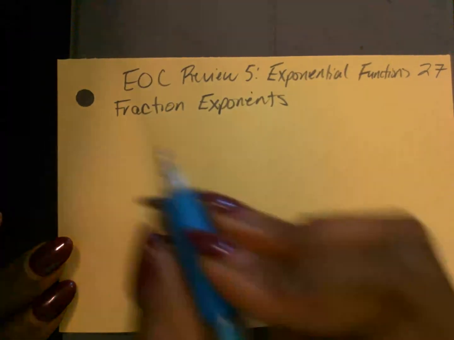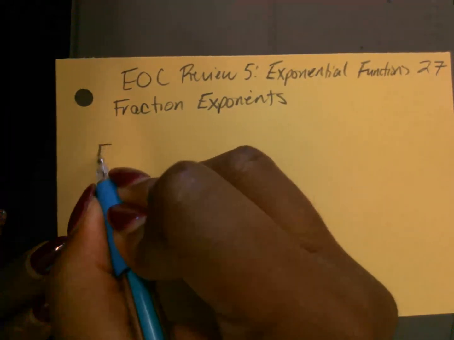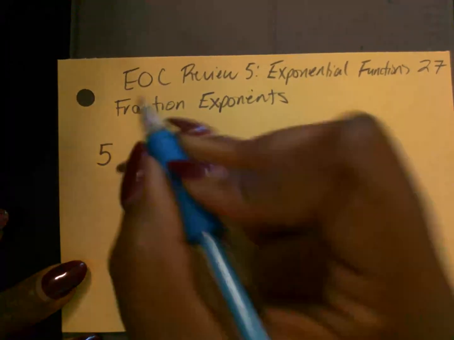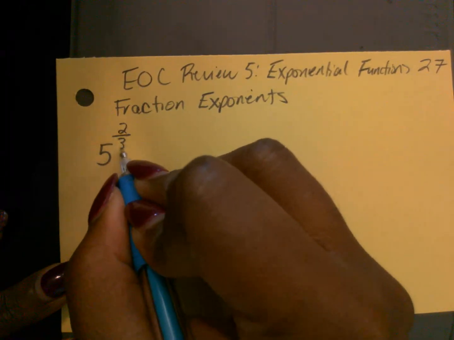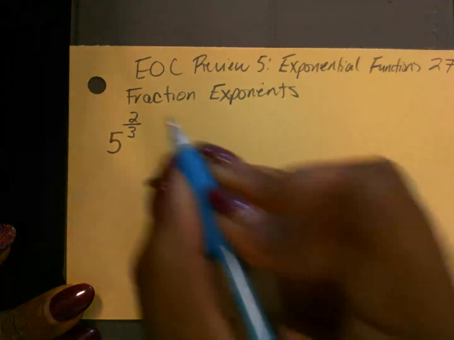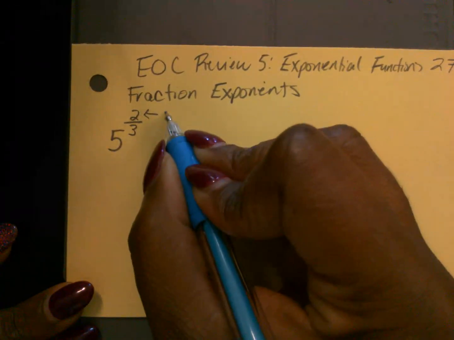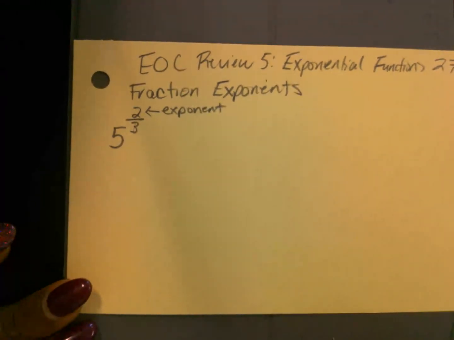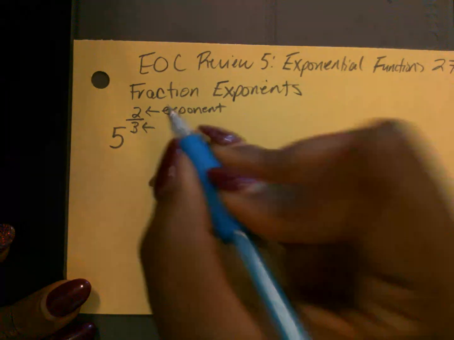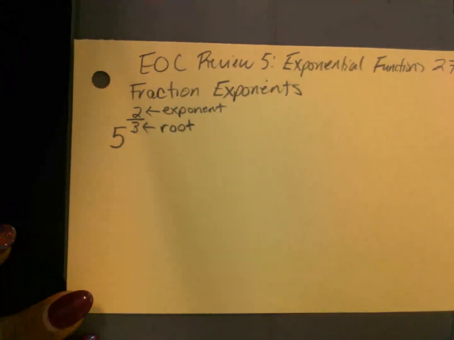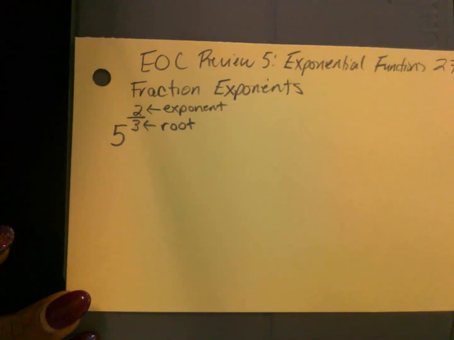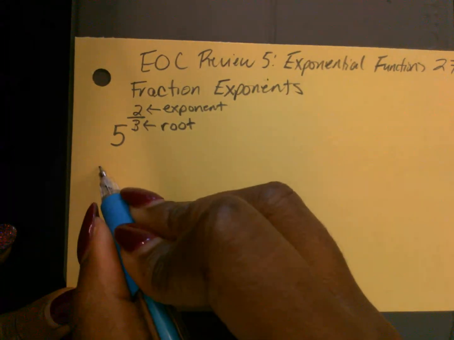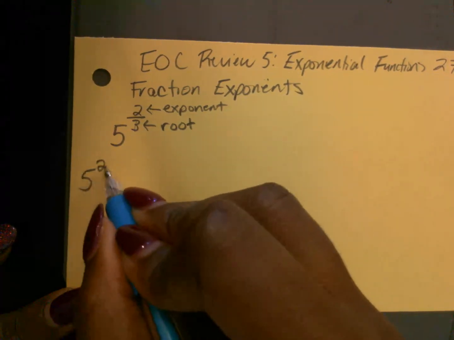So here you have your regular base. Let's use 5. And let's use 2/3. The top part of this fraction is going to be the exponent, and the denominator of the fraction is going to be the root. So when we write this, we have 5 to the second.